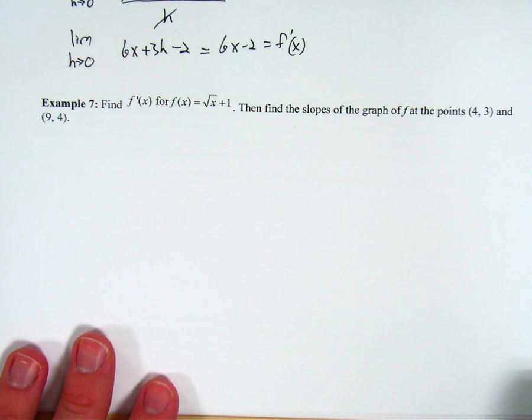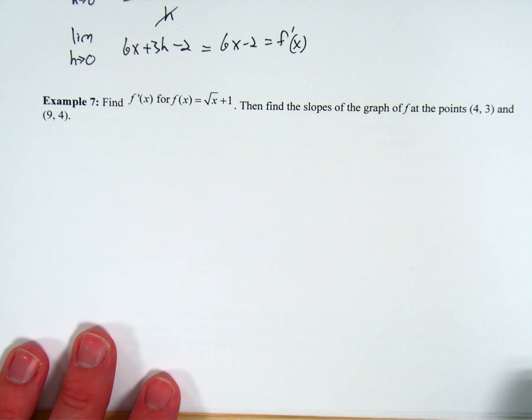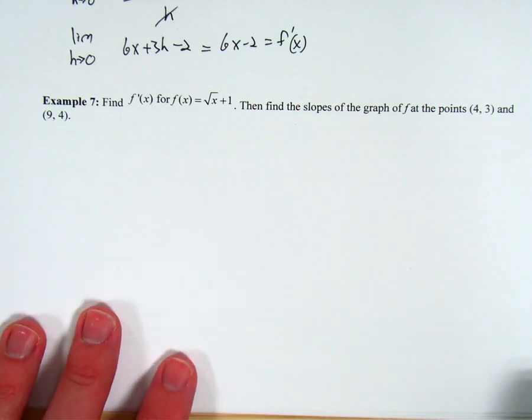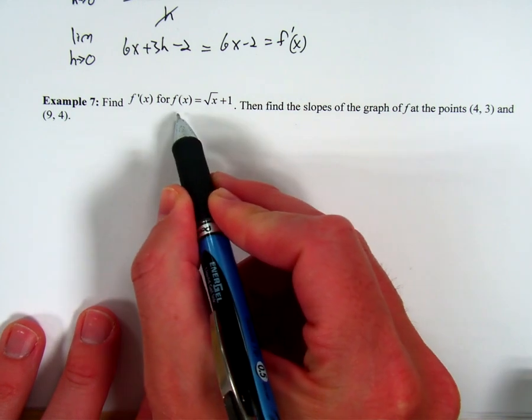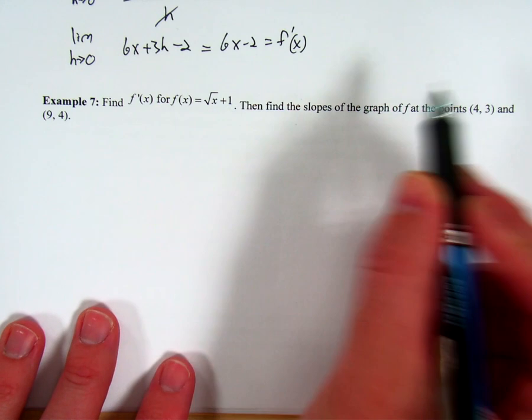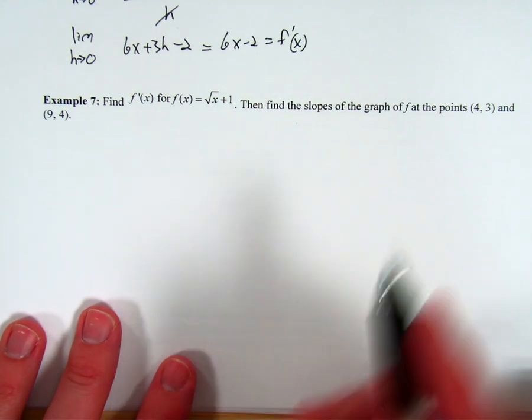Next, square root. Alright, this is not going to be pretty, but we'll do our best. F prime, and for the original function, square root of x plus 1. Notice that the plus 1 is outside the square root, not inside the square root.